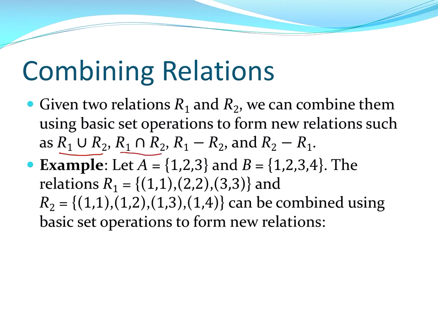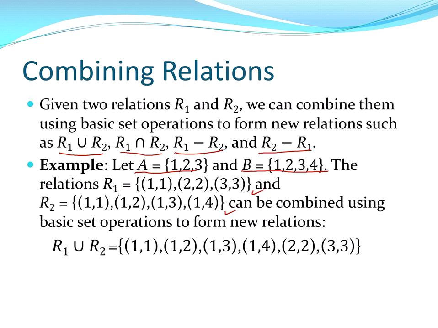I can take the union of two relations if they come from and to the same set. I can take their intersection. I can do set differencing to create new relations. So here I have two relations from A to B, and you can see that they are subsets of their Cartesian product.